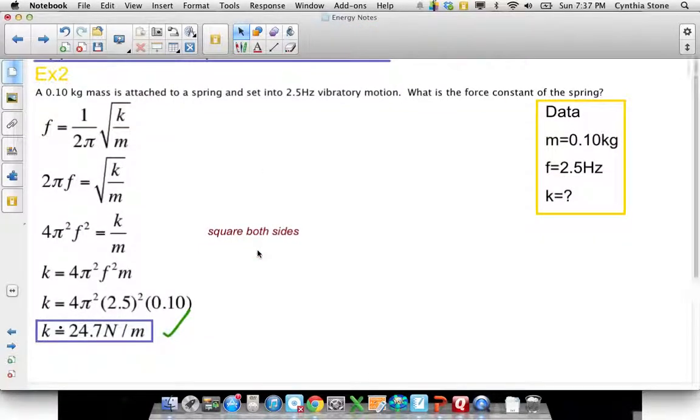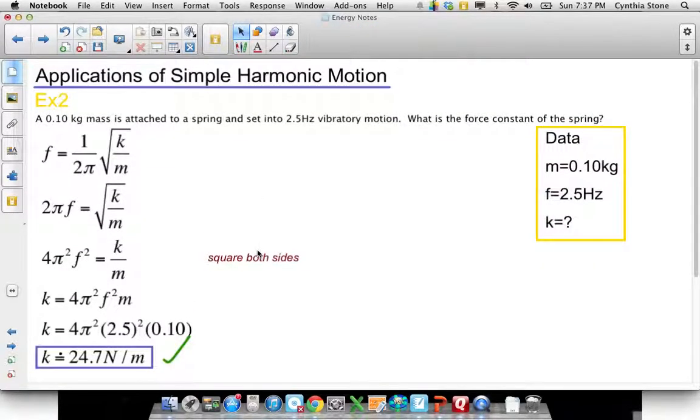Okay, so that's applications of simple harmonic motion. Like I said, the short story long is pretty hard, but the long story short isn't. That's it.